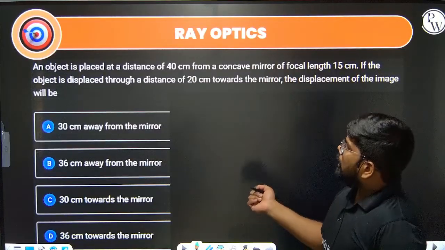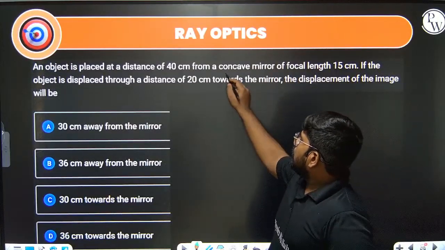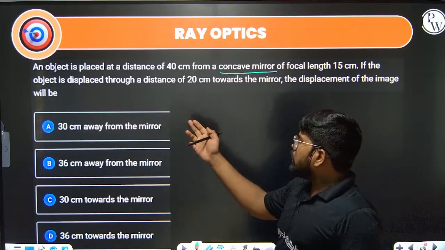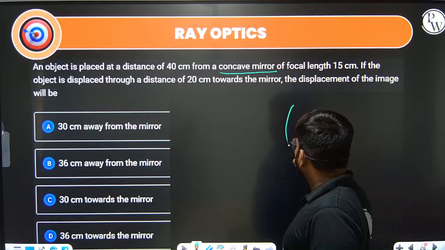Next, we have a question again regarding mirrors. Again, mirrors and lenses are compulsory. An object is placed at a distance from a concave mirror. A diagram is compulsory as well.